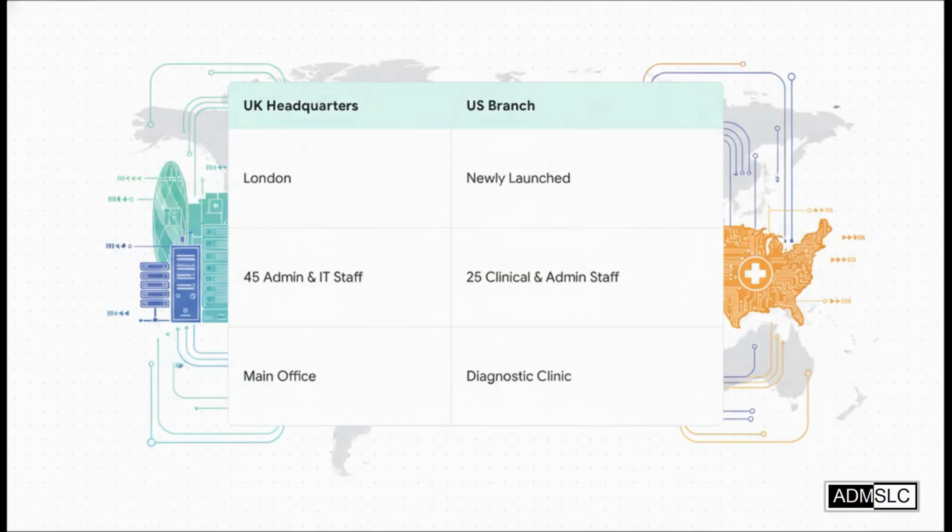Okay, so here's the setup. On one side of the pond, you've got the main headquarters in London with about 45 staff members, mostly admin and IT folks. Then, all the way across the Atlantic, there's a brand new diagnostic clinic in the US with 25 clinical and admin people. So you've got two different countries, two totally different functions, but they absolutely have to work together like they're in the next room. That's our challenge.